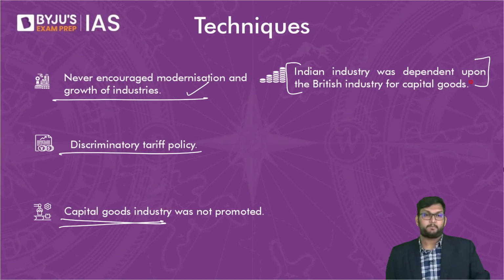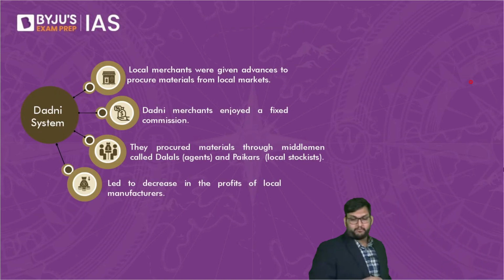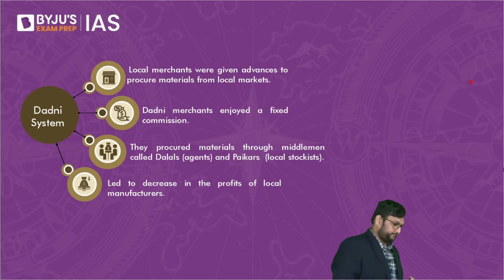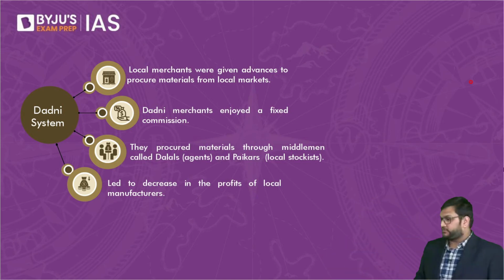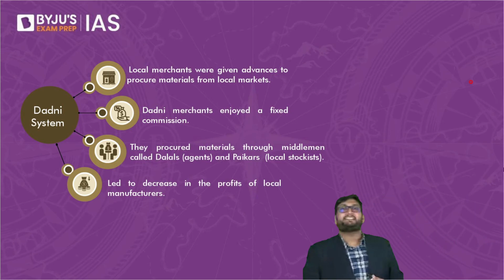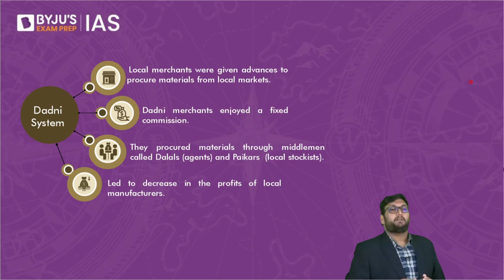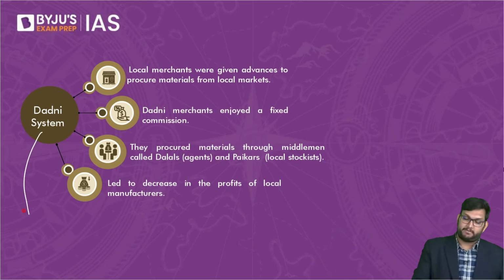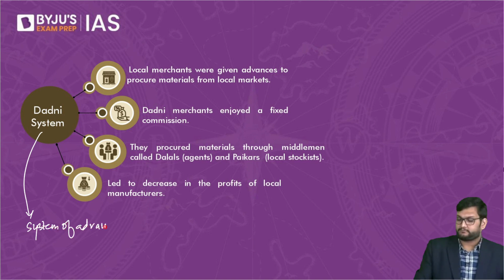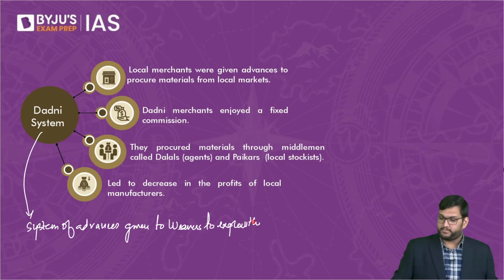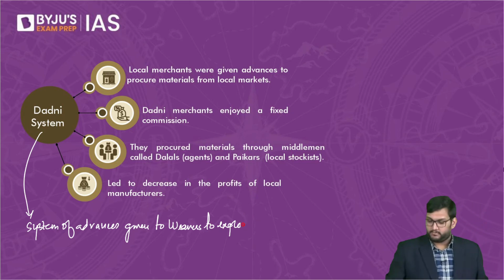Now, before we move on to drain of wealth, you need to understand this word, which is Dadni. What is Dadni? See, Dadni was much like the Ryotwari system. It's a system of advances given to weavers by the company to exploit them.